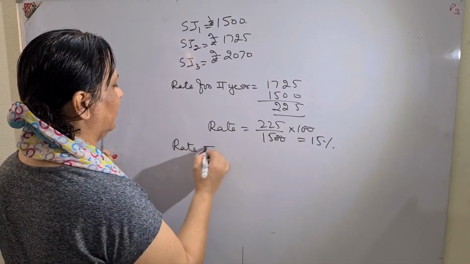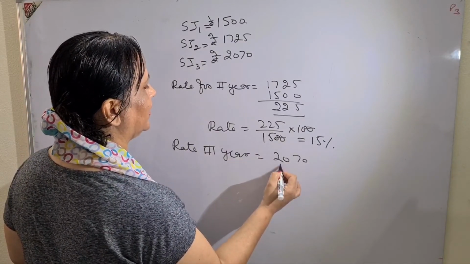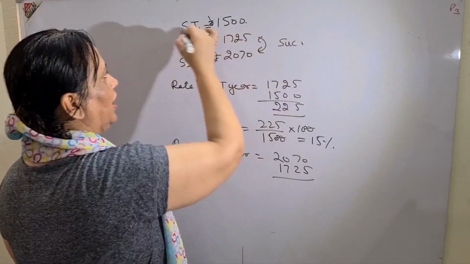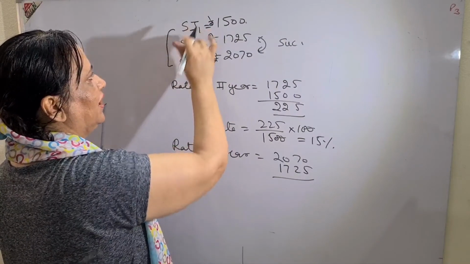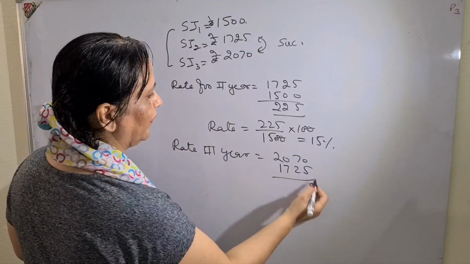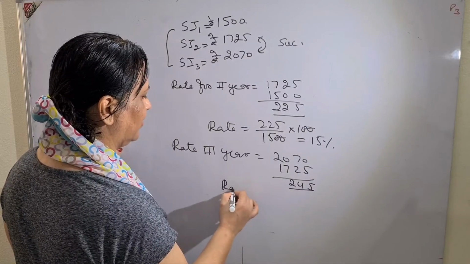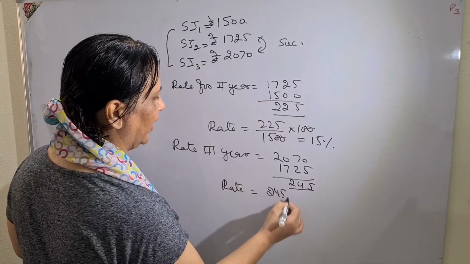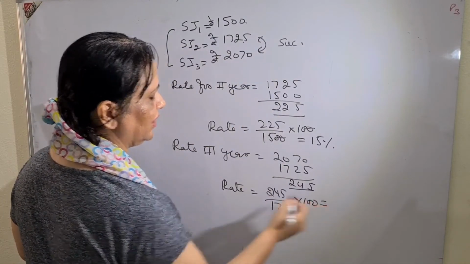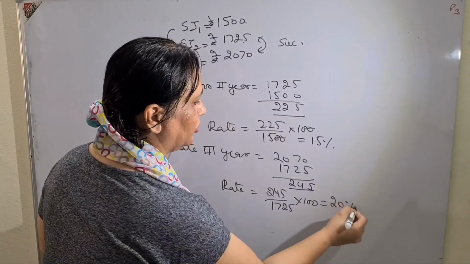Similarly, if I have to find the rate for the third year, then again the difference between the third year and second year. You have to always take successive years. You cannot find between SI1 and SI3 because they are not consecutive years. I want successive, which means one after the other. So 6 minus 2, 4, 9 minus 7, 2, 245. Then the rate for the third year will be 245 upon the first one, 1725 into 100. Do the calculation and that is your required result. So when you calculate, you will get around 20%.